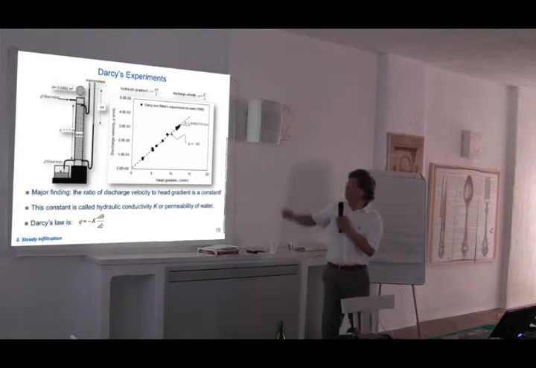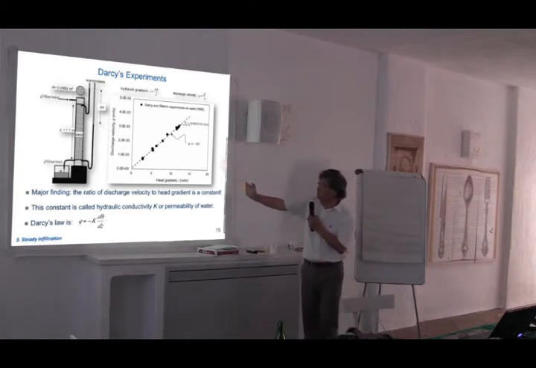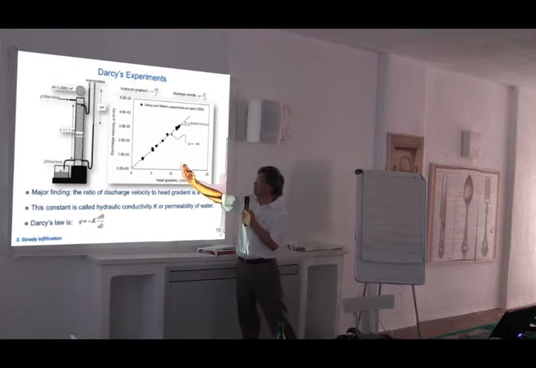The first is that it is linear, in other words proportional to your gradient. And the second one is that it goes back to zero.